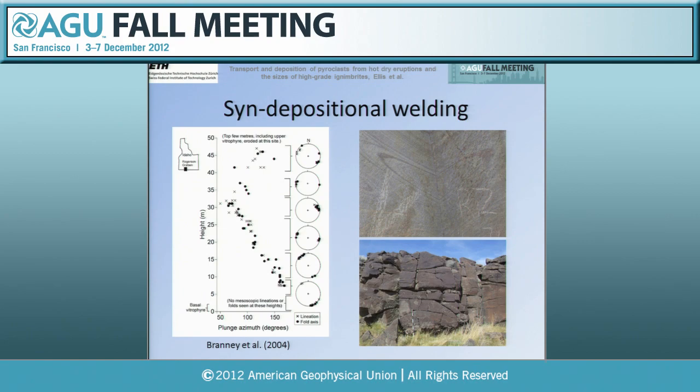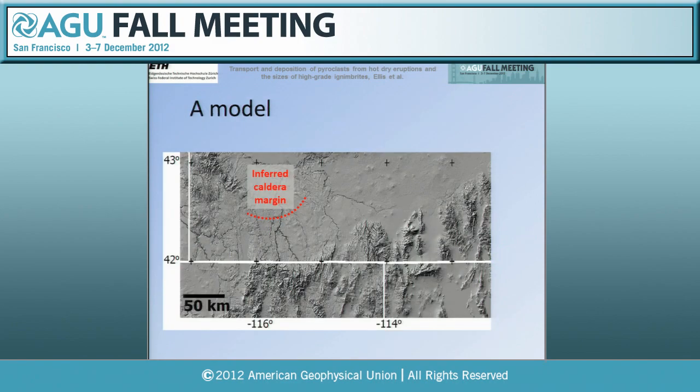It's very difficult to build this deposit up and then deform it in a single way, which will give you a structural pattern like this. So this has to be deformation during the current passing over the grading deposit. So we have two kinds of envelopes for when welding can occur. Okay, so the final model here.